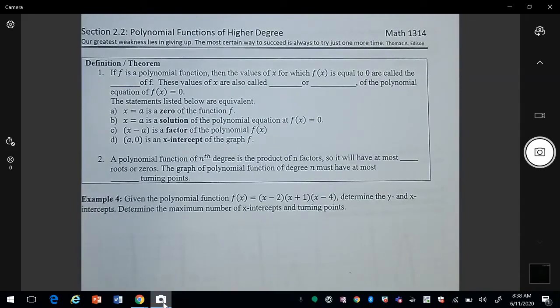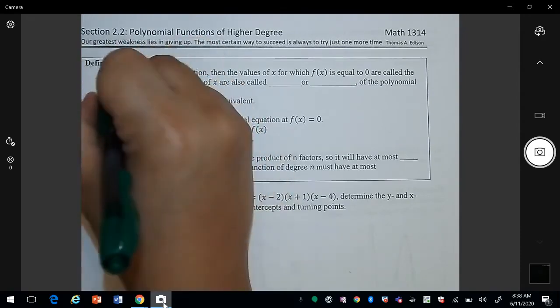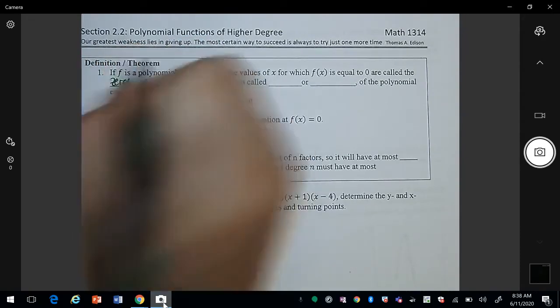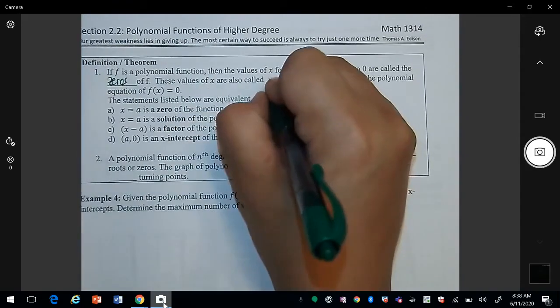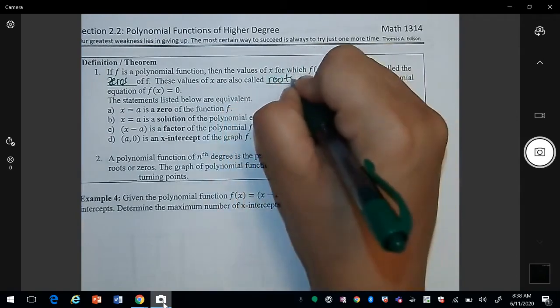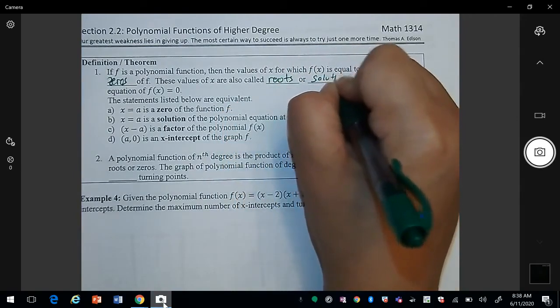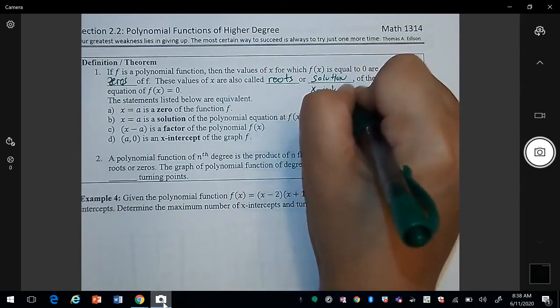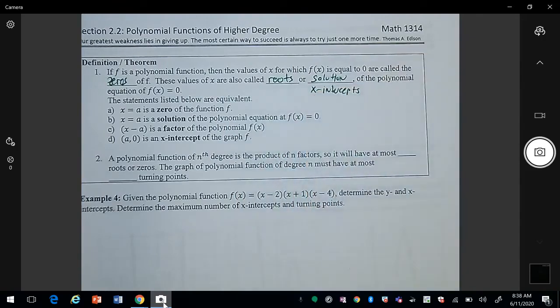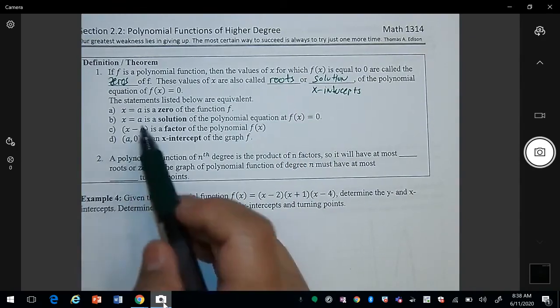If f is a polynomial function, then the values of x for which f of x is equal to 0 are called the zeros. So remember, we've been talking about zeros in the other sections. These values of x are also called the roots or solutions, or we call them x-intercepts of the polynomial function.